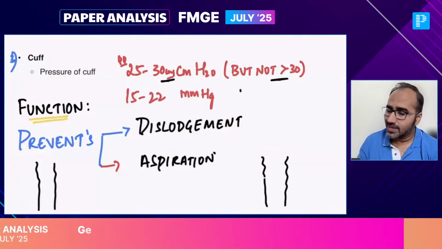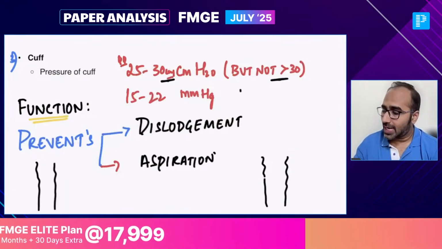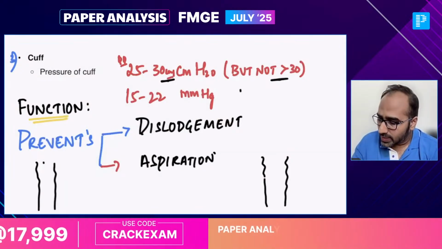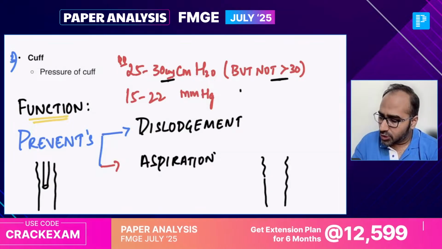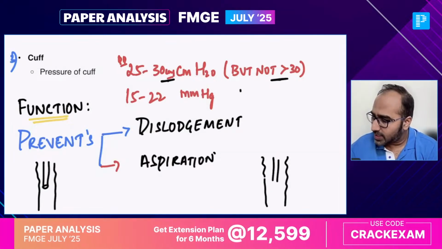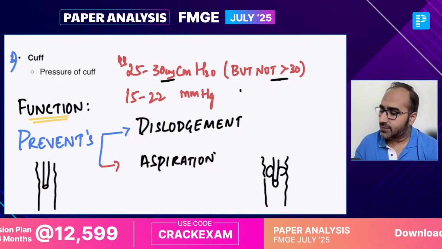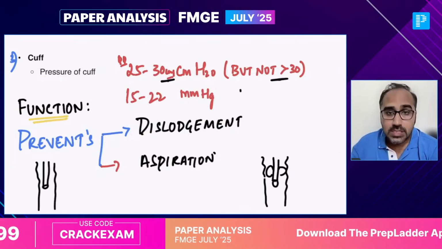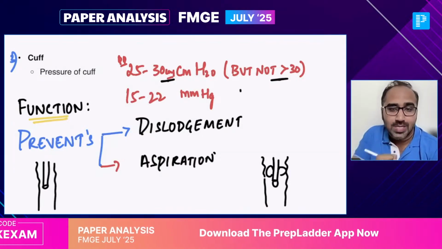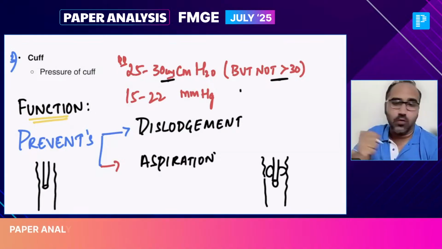Just look over here. Going back to our notes, I told you. Imagine, guys, if I put an endotracheal tube like this, which is with cuff, which is without cuff, and if I put an endotracheal tube with cuff, what will this cuff do? Cuff will prevent the dislodgement of the tube. It will make sure that the tube is in the position.